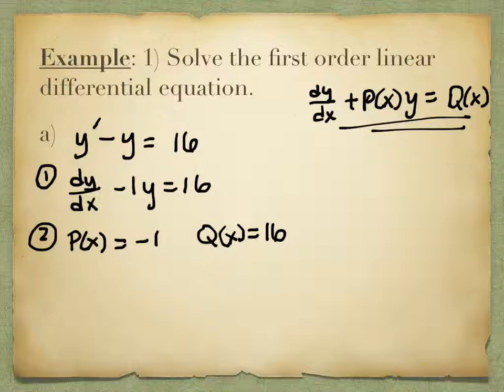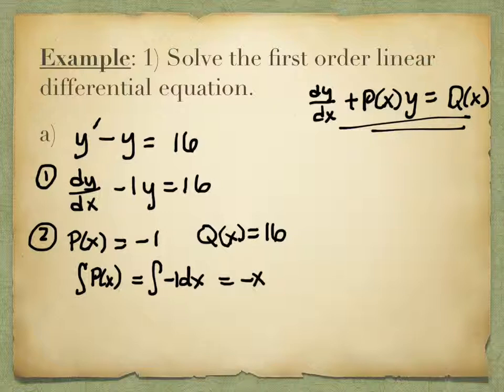The other part, if you will, the part B of step 2, is to take this p of x and integrate it, right? So what is the integral of p of x? That is, what is the integral of -1 dx? It's negative x. This is not a difficult step on this one, right? Because the p of x value is very clean and simple.